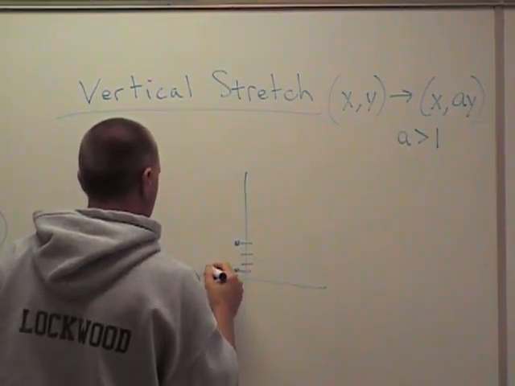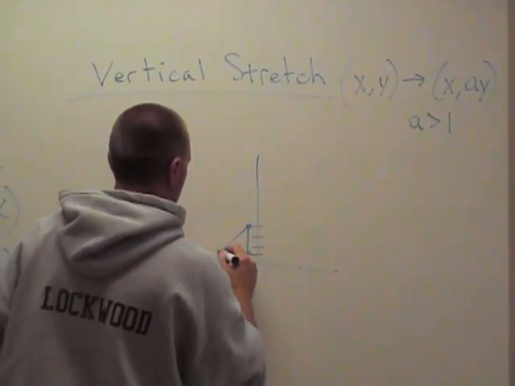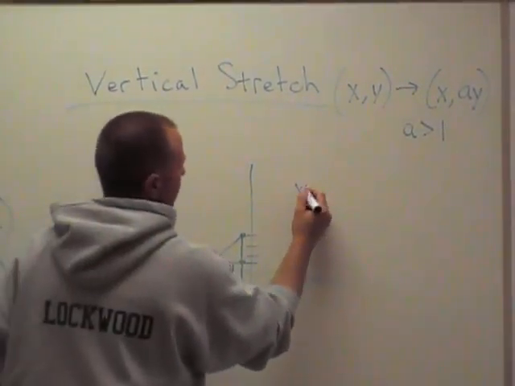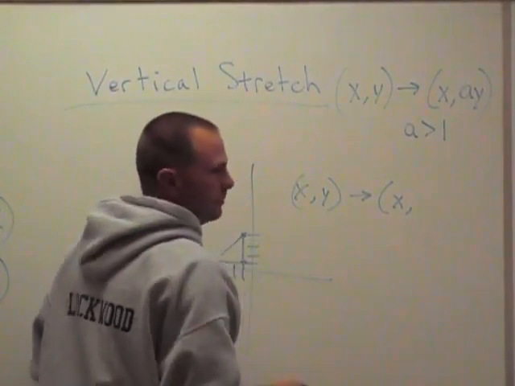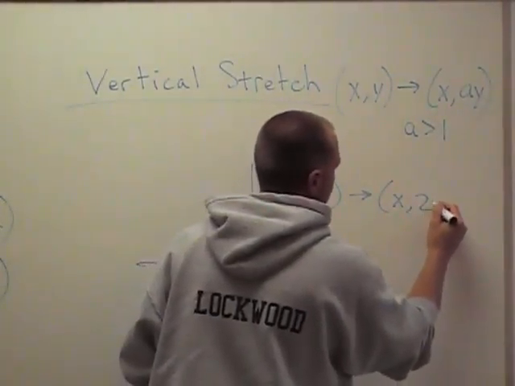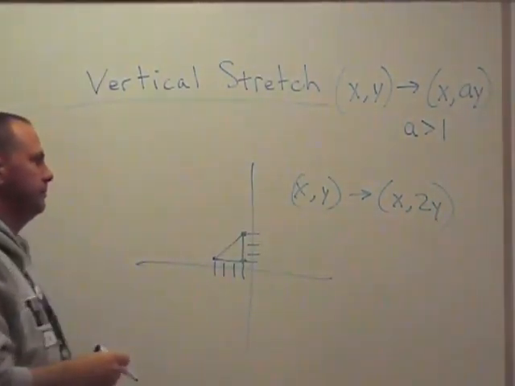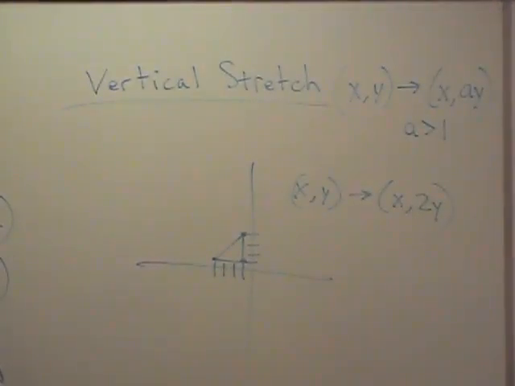So, here's the original. This is a notation saying we're going to translate this. The general rule is x plus h, y plus k. H and k is how much you're actually moving it. Left and right, up and down. Which one is left and right, h or k? H. Which one's up and down? K.